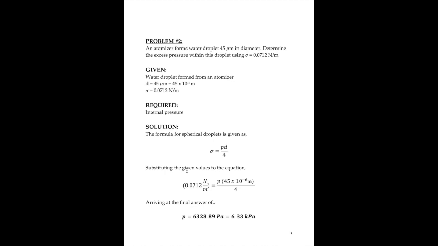So upon substitution of the given, we will arrive at this equation. The surface tension of 0.0712 Newton per meter equals the internal pressure multiplied by the diameter of the spherical droplet divided by 4, thus arriving at the final answer of 6,328.89 Pascal or 6.33 kilopascal.